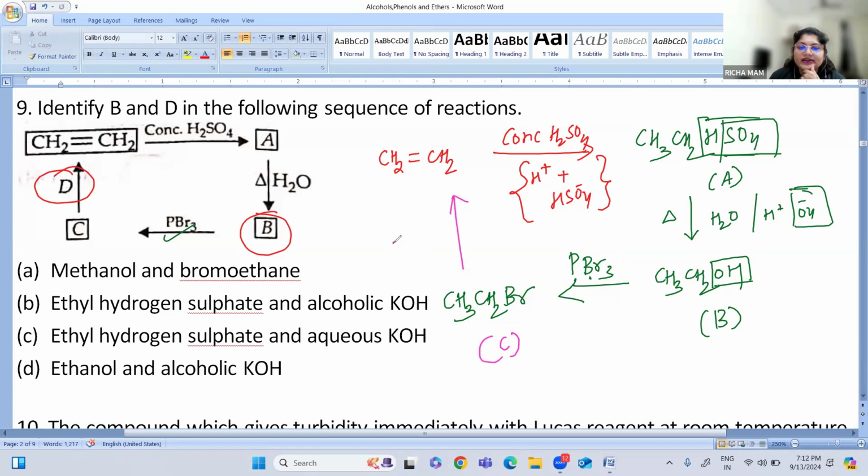Now this ethyl bromide, you are going to treat it with what to give you ethene? If I treat it with alcoholic KOH, which is a good dehydrohalogenating agent, you get ethene. So when you have an alkyl halide like ethyl bromide and you want to convert it into ethene, you use alcoholic KOH.